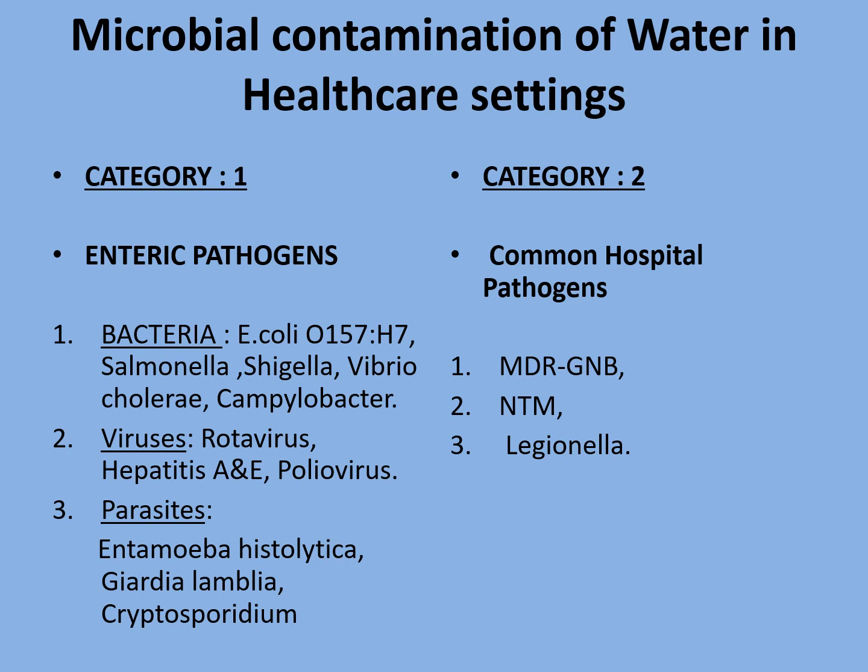Under bacteria: Escherichia coli O157:H7, Salmonella, Shigella, Vibrio cholerae, and Campylobacter. Viruses: rotavirus, hepatitis A and E, poliovirus. Parasites: Entamoeba histolytica, Giardia lamblia, and Cryptosporidium. Common hospital pathogens which cause waterborne infection are multidrug resistant gram-negative bacteria, non-tuberculous mycobacteria, and Legionella.